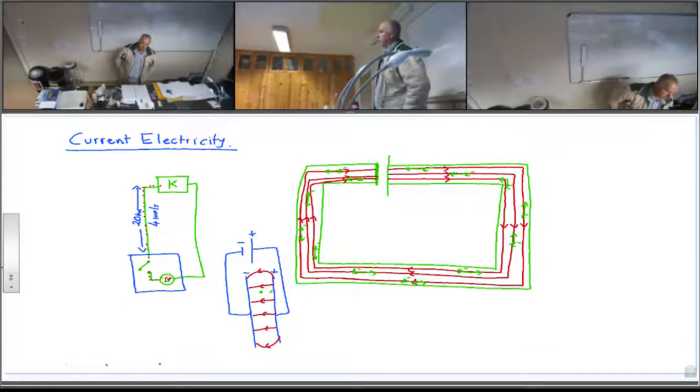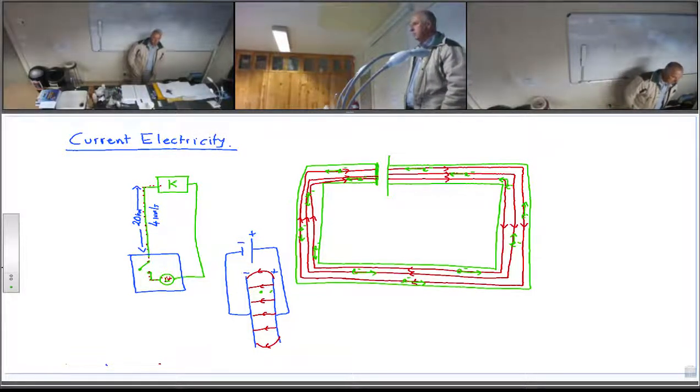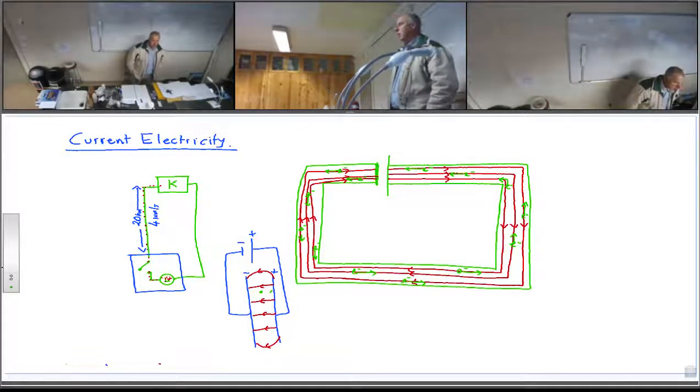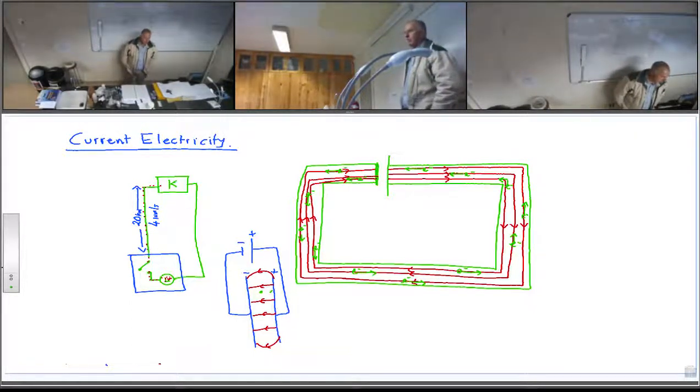Millimeters, approximately 4 millimeters per second. That's in a copper wire circuit. Lightning is not moving through a copper wire circuit. Okay.